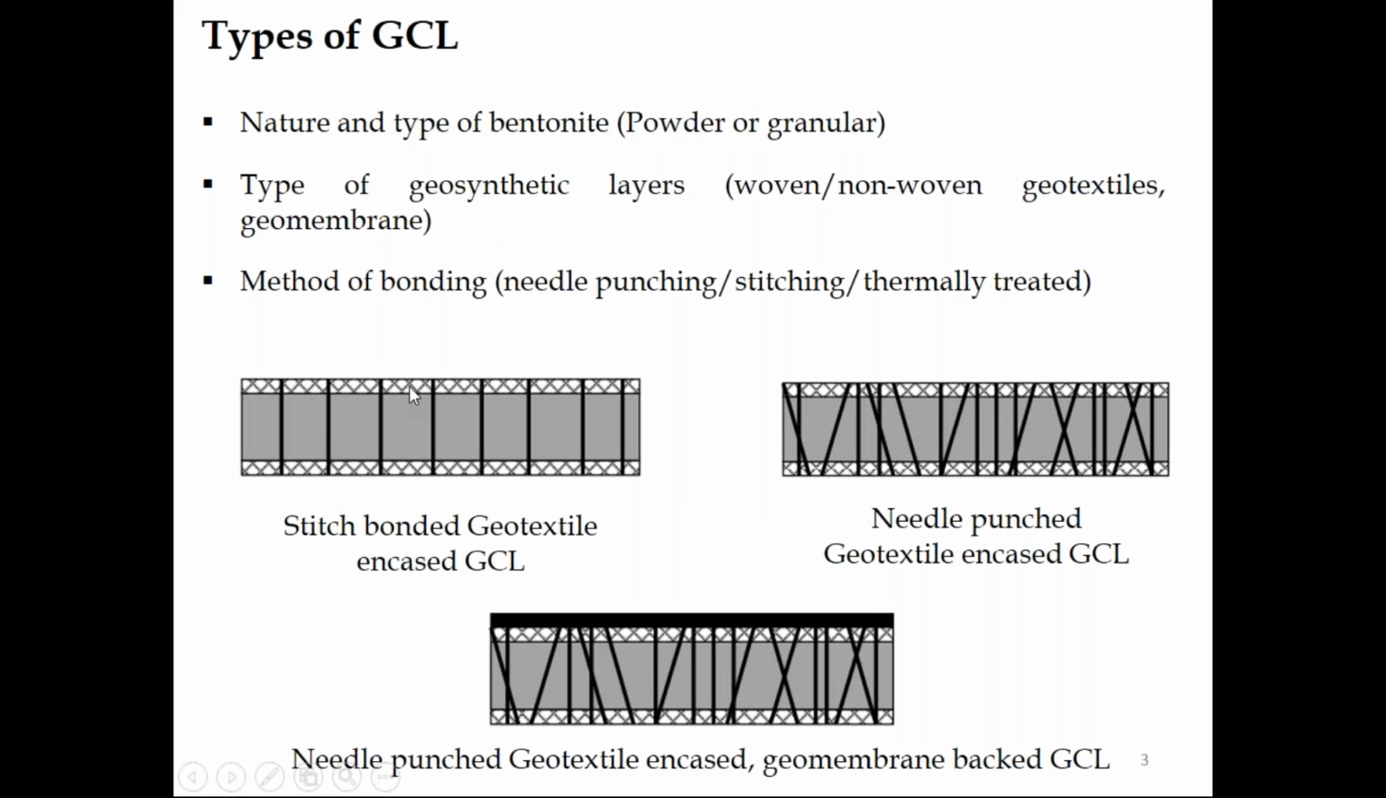This one, the top one and the bottom one, is the geotextile, and at the center, this one is the bentonite, and the whole system is stitched. So this is the stitch pattern. This is the needle punched geotextile based GCL, and this is the needle punched geomembrane based GCL. The black one is the geomembrane, and this one is geotextile, and this is also the geotextile.